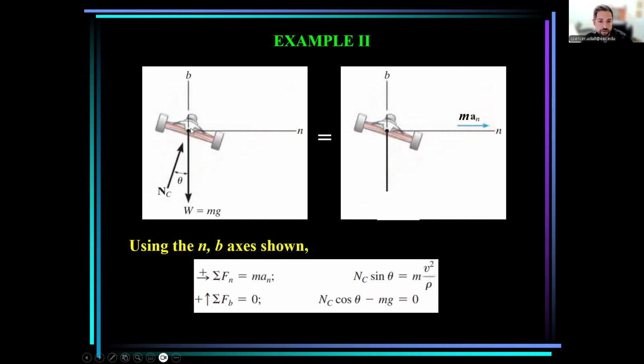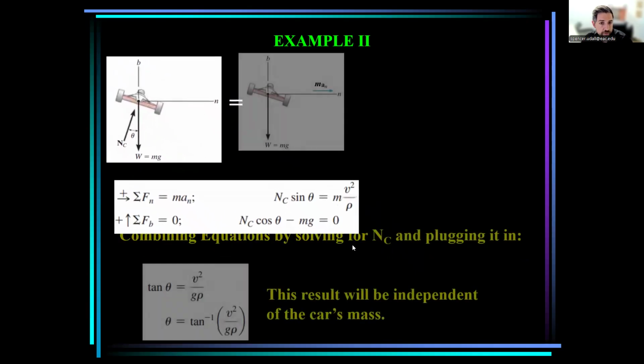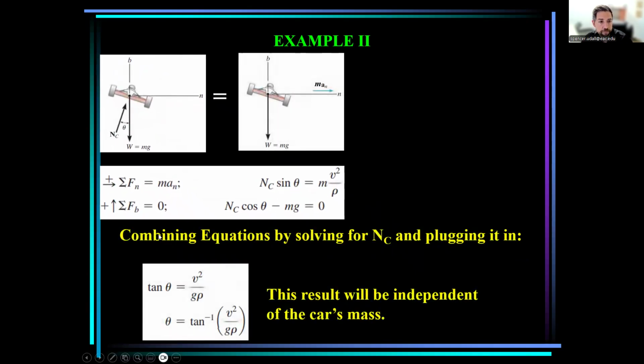Now in the b, this could help us to solve for N_C. If we sum the forces in the b equal to 0, because there's no acceleration in the b, we'd have N_C cosine theta going in the positive b direction, and we'd have the weight going downward, so negative in the b direction. That's all of our sum of the forces in the b equal to 0, acceleration times the mass. So between those two, we can combine equations and come up with some good relationships.